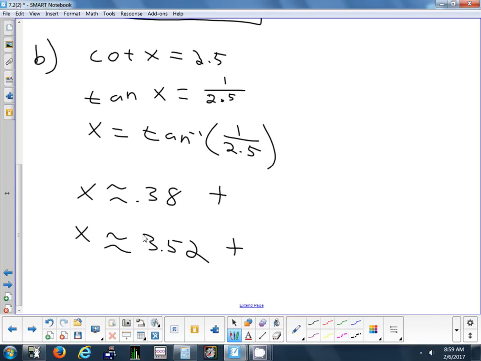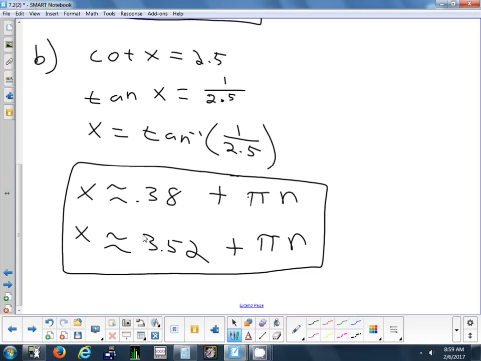Nope, it's not pi over 2. Anybody remember that? Period of tangent. It's pi. Yep, period is pi. So I'm going to put plus pi n plus pi n. And now those are my 2 sort of answers. I'm going to show you something here. If you wrote that, that would be okay. But let's go up to our other 2 answers.